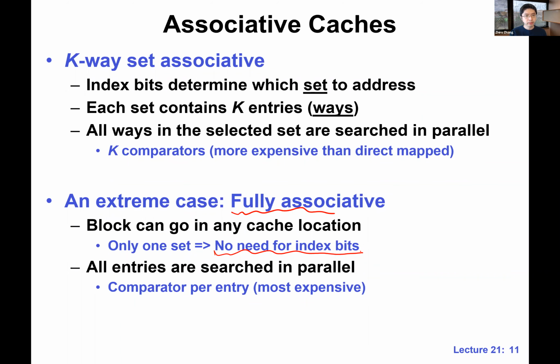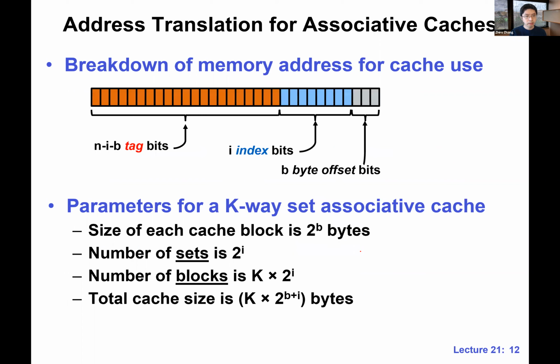Okay, this is the definition. Let me show you the address breakdown again. Over here, we have the full memory address. We do need to care about the byte offset bits. So we use the LSB, the last few bits, to indicate how large the cache block or memory block is. Then we have the index bits, which address the cache sets. The remaining bits are the tag.